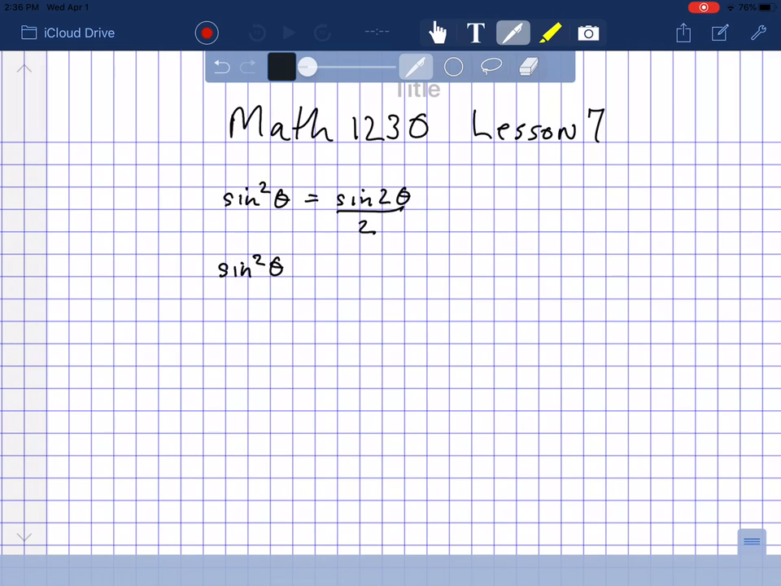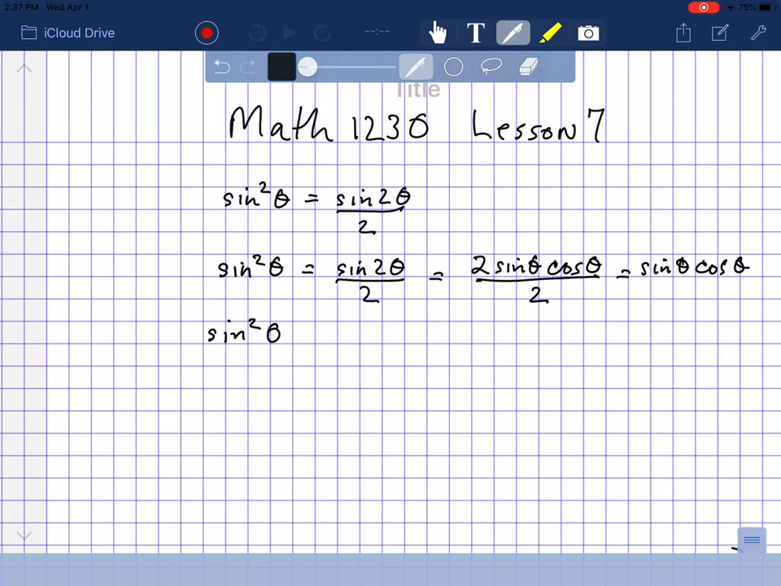So what I can do is write this equation as sine squared theta is equal to the sine of 2 theta divided by 2, which is equal to 2 times the sine of theta times the cosine of theta, all divided by 2. And this is equal to the sine of theta times the cosine of theta. Now I'm going to bring the right-hand term over to the left-hand side, so I get sine squared theta minus the sine of theta times the cosine of theta is equal to 0, and I'm going to factor this.